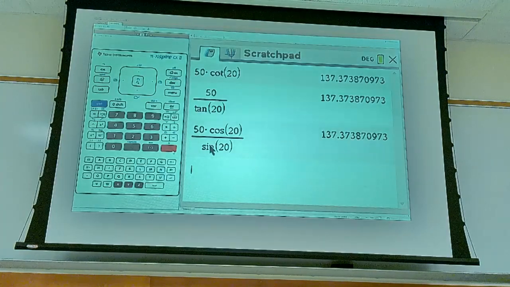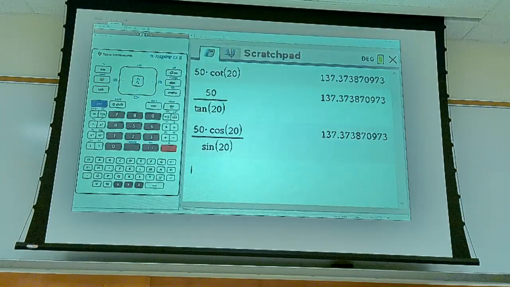To do it, you could do 50 tangent 20, and then the inverse key. And then you still get 137. Well, that'd be raising tangent to the -1. But you have to make sure that you put the whole tangent in parentheses, that makes the -1. But this question didn't ask us to do all that, so we just leave it.